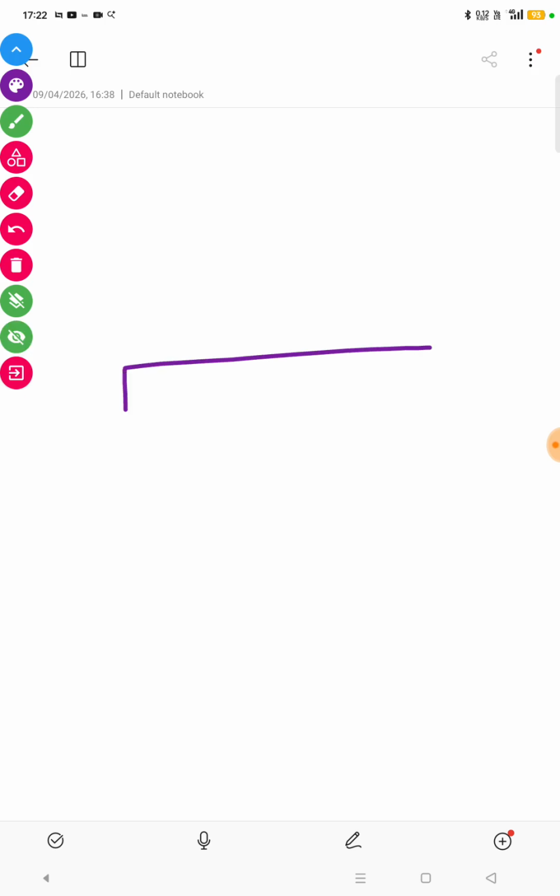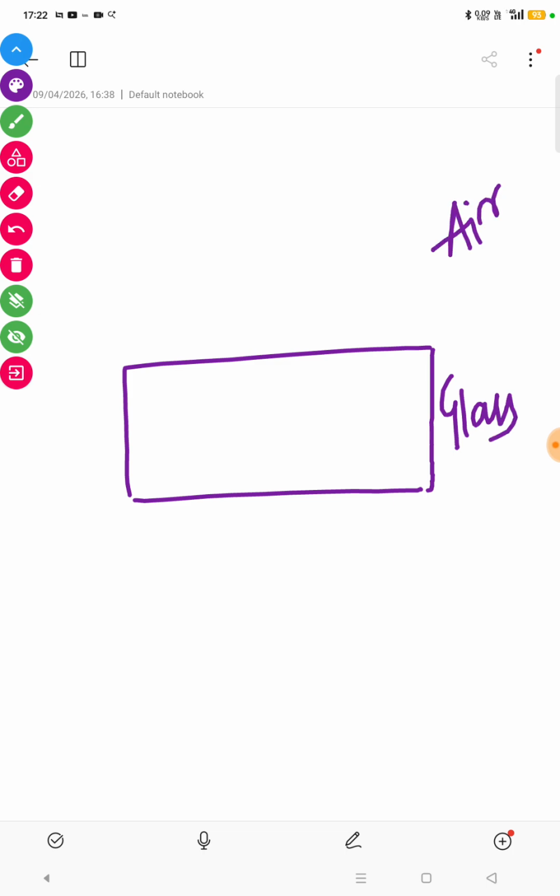This is a glass slab. Over here there is air and there is also air. So the glass slab is an optically denser medium, air is an optically rarer medium, this one is also an optically rarer medium. So refraction through a rectangular glass slab causes the light to bend first towards the normal.